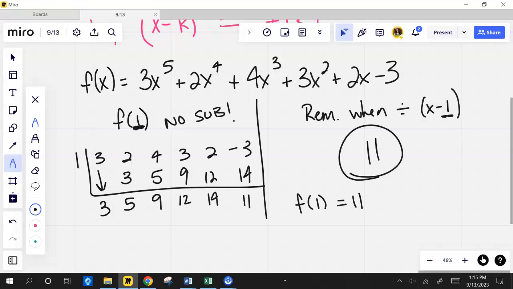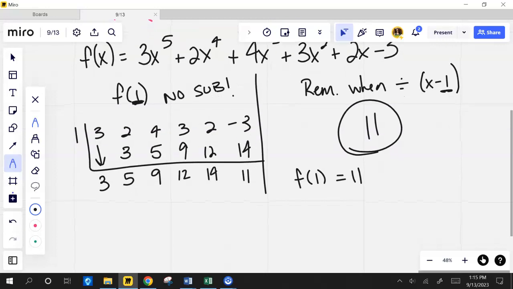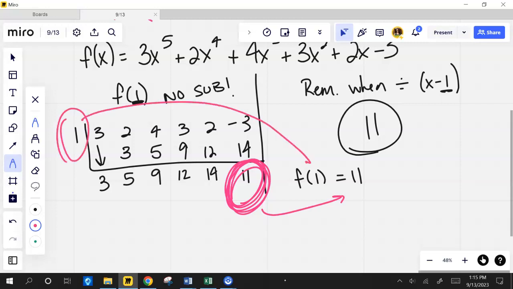Y'all see where I'm going with this, though? This remainder is equal to what you get when you plug in. That is the remainder theorem. If I plug in what I divided by, I'll get the remainder if I were to divide it all out. Does that make sense? Which part doesn't make sense?